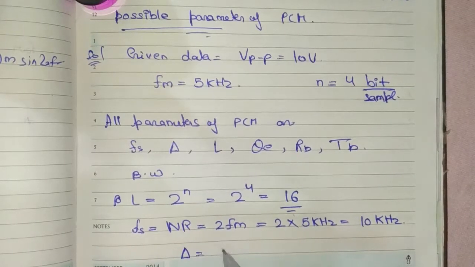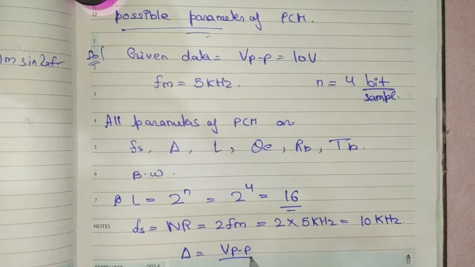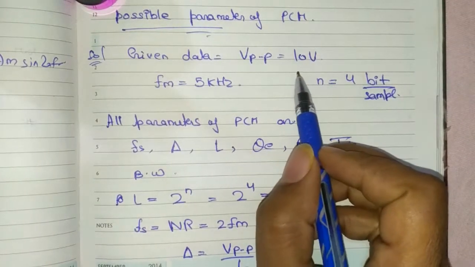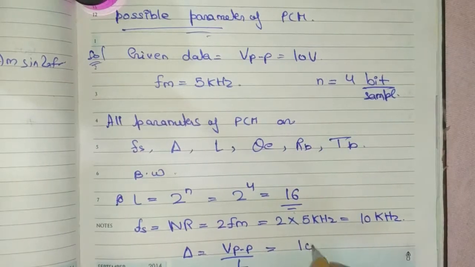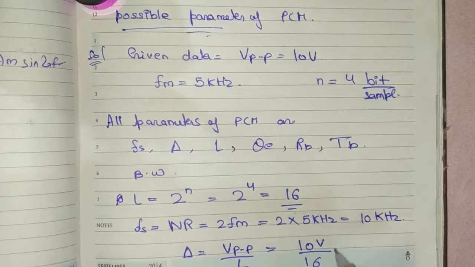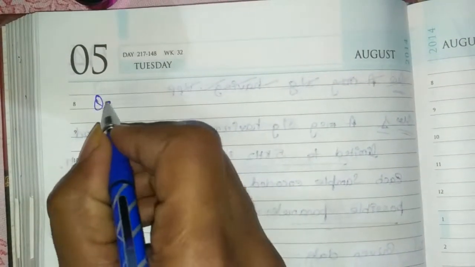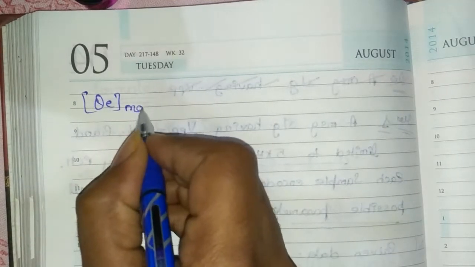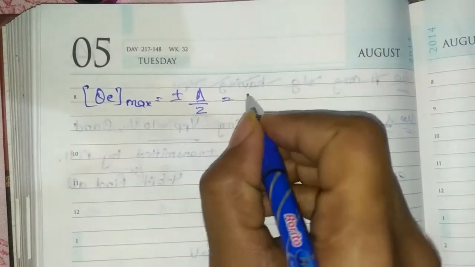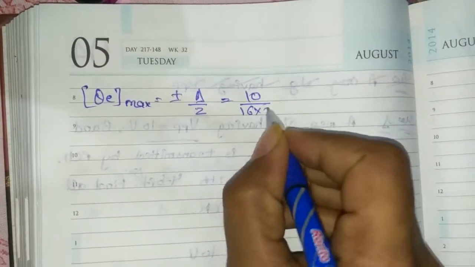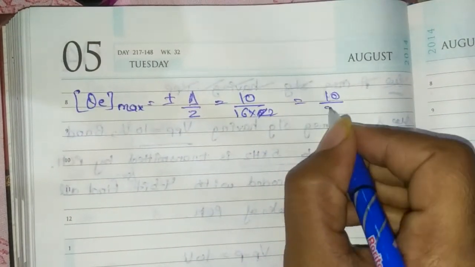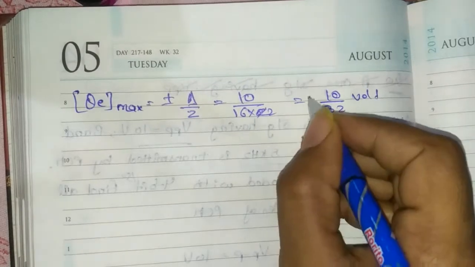What will be del? Del is V peak to peak divided by L. So V peak to peak is given 10 in the question, so it will be 10 volt, and L we have found is 16. So 10 by 16. Now finding out quantization error, max is plus minus del by 2, where del is 10 by 16, divided by 2, which is 10 by 32 volt, plus minus.